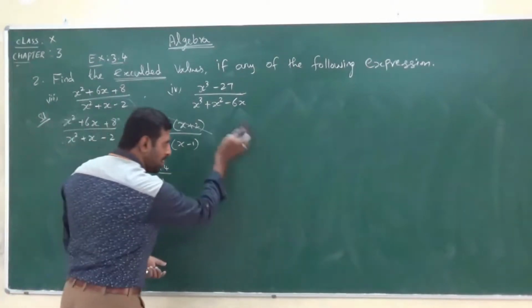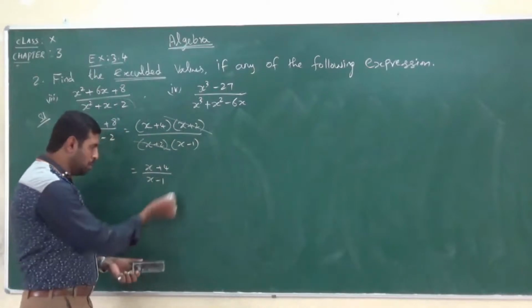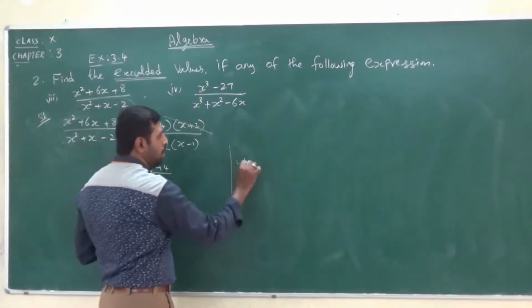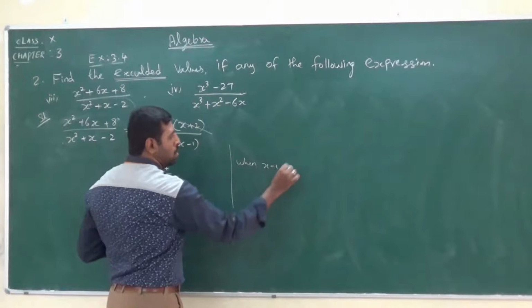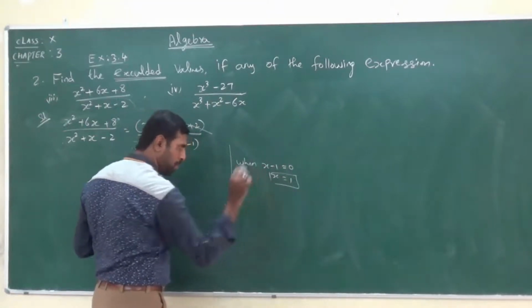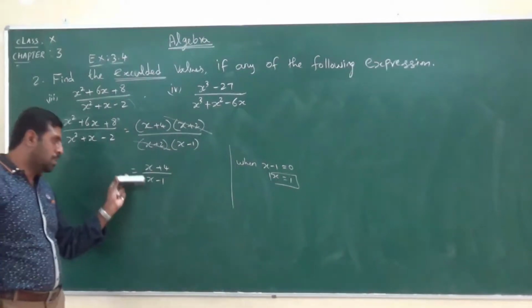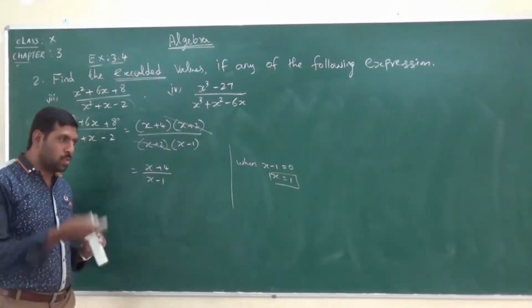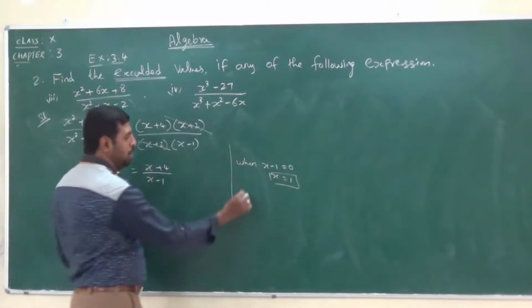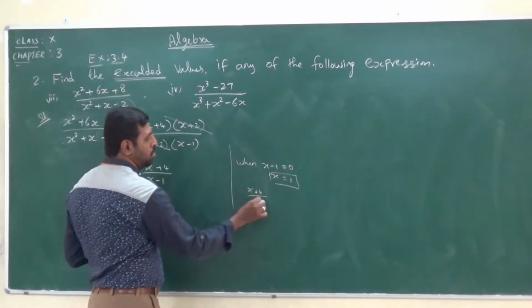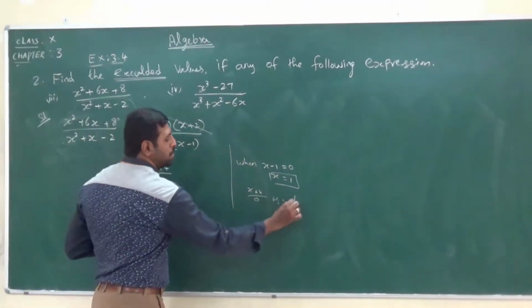Now we want to find out the excluded value. Especially, in the denominator terms only we have to choose. When x minus 1 is equal to 0, then x is equal to 1. In the place of x, if you apply the value 1, we get 0. 1 minus 1 is 0, right? So any number x plus 4 divided by 0 is undefined.